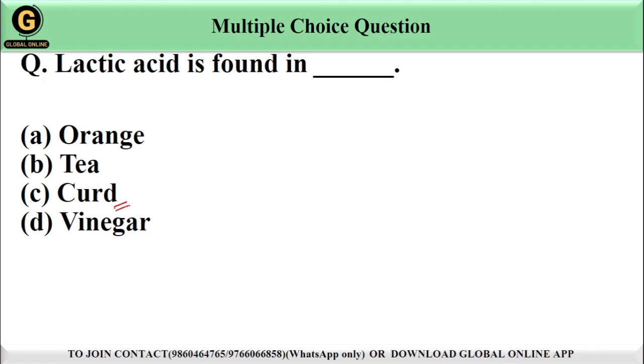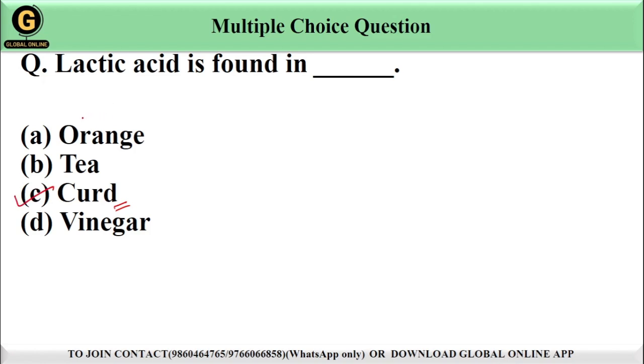It is produced during the fermentation process when bacteria break down lactose, which is a milk sugar, into lactic acid. This gives curd its sour taste. Lactic acid is not present in significant amounts in oranges, tea or vinegar. So the correct answer among the options is option C, curd.